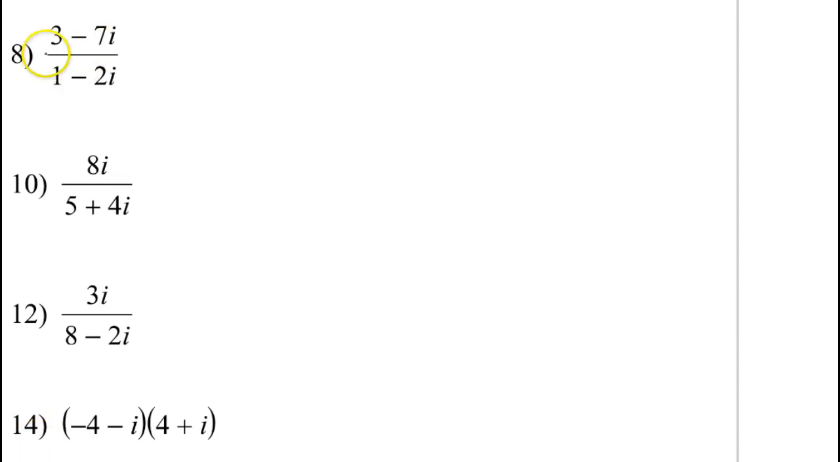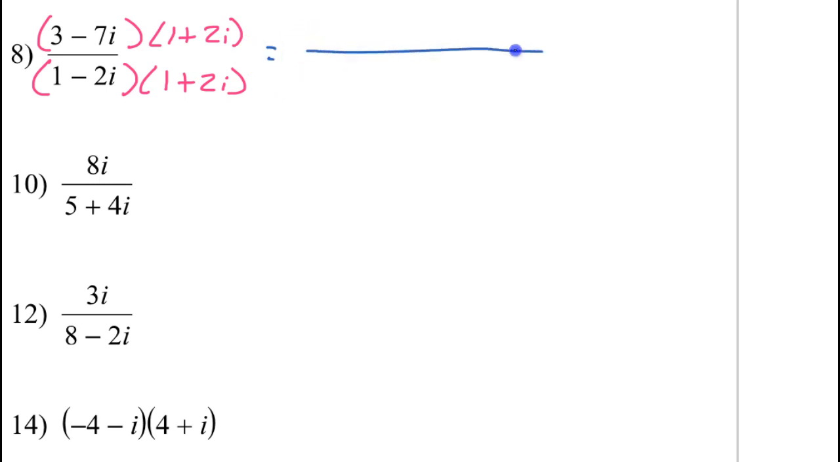For number 8, we will again multiply by the conjugate of the denominator. So that will be 1 plus 2i. And we will do the same thing in the numerator. Multiply by 1 plus 2i. We are going to have to FOIL or double distribute in both the numerator and the denominator. So 3 times 1 is 3. 3 times 2i is 6i. Negative 7i times 1 is negative 7i. Negative 7i times 2i is negative 14i squared.